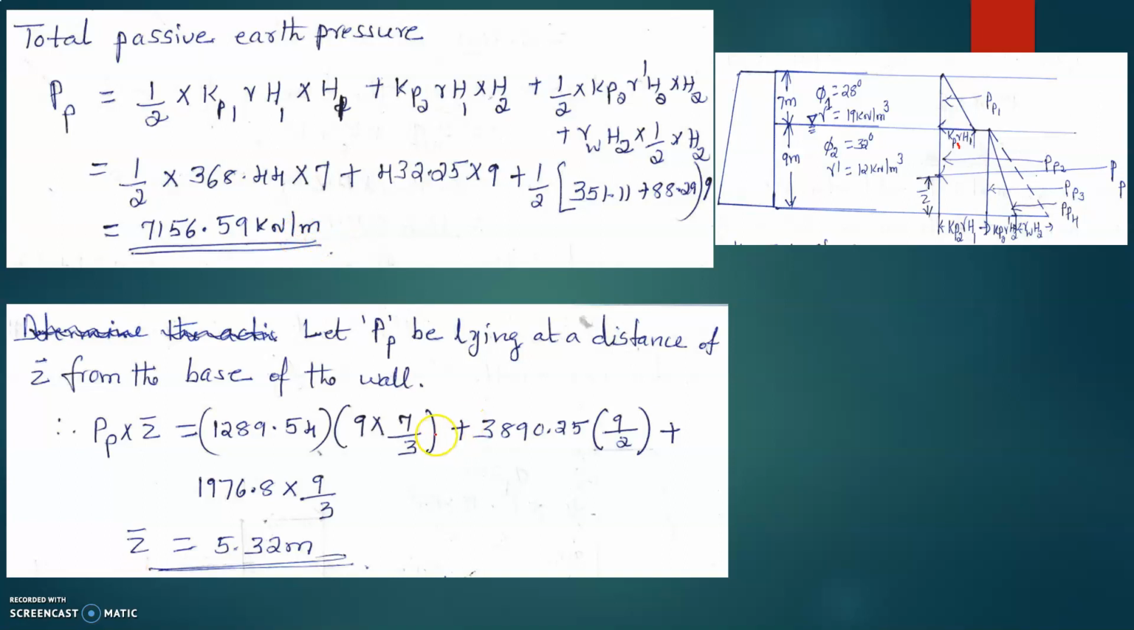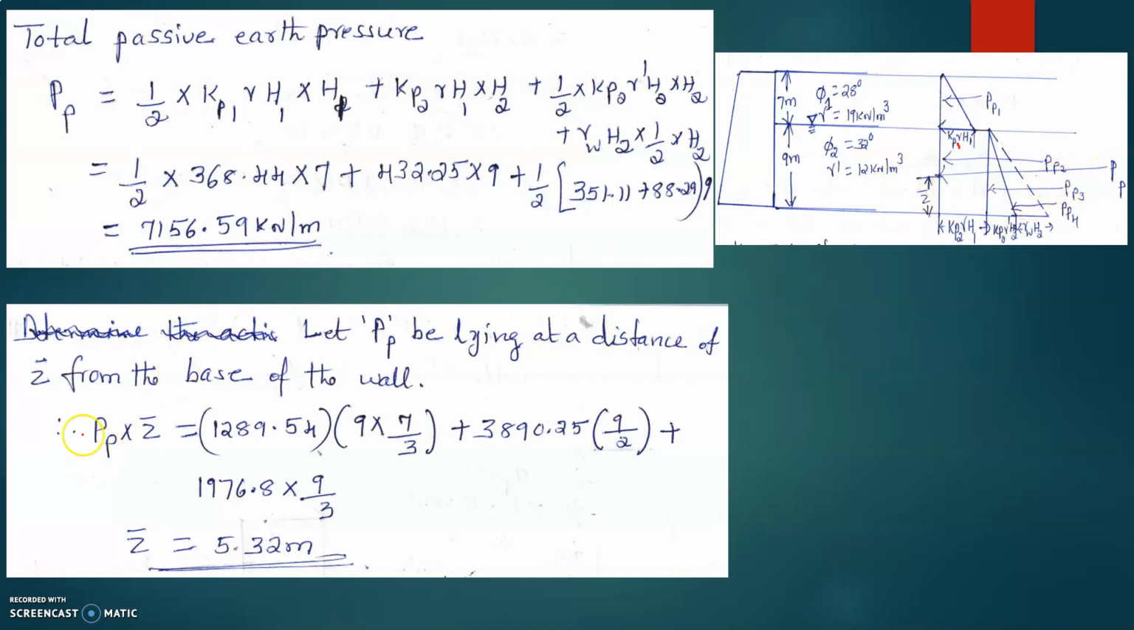Now we have to calculate the point of application where the total passive pressure acts. Okay, so let us take this point. This is the total passive pressure, which is acting at a distance of Z bar, or we can consider it as Y also, no problem. So let Pp be lying at a distance of Z bar from the base of the wall. So I consider this distance. Pp is acting here. So what is that? Total pressure into this Z bar.